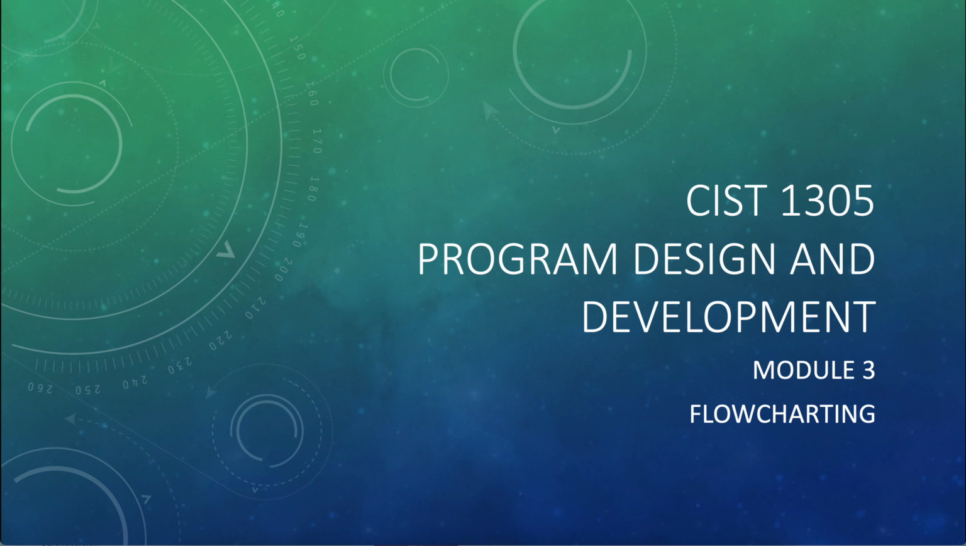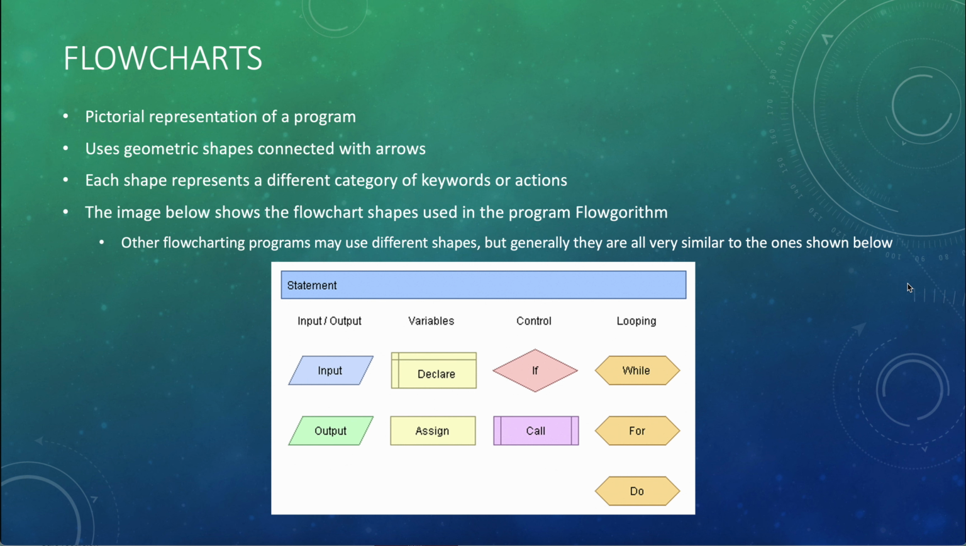In this video we'll be covering Module 3 on flowcharting. Flowcharting is basically a pictorial representation of a program. So in short, it's a picture of the steps in a program. The problem statements that we looked at earlier, when you determined your input, your output, and the processing steps, it's simply a way of visually organizing those components.